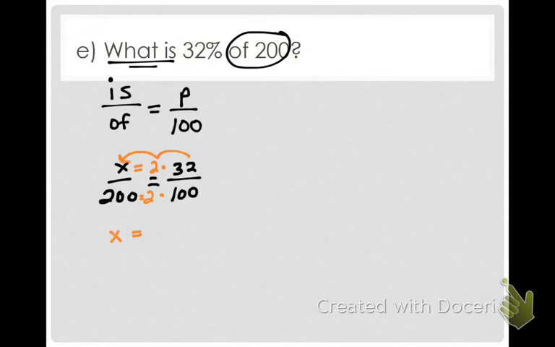X equals 64. Now, I'm going to go back to my question where it says, what is 32% of 200? Is it 64%? No, okay. It doesn't ask you. And also, you can see we've already got a percentage up there, so we're not going to do another one. So your correct answer is 64 is 32% of 200.